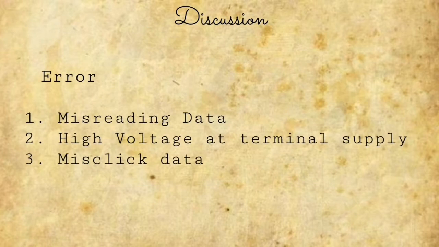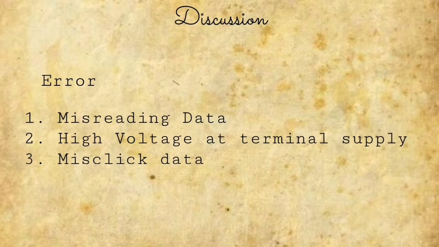For the discussion, the errors that we can get in this experiment are misreading data on the measuring, and also, when we do this experiment in a face-to-face class, the high voltage at the terminal of the supply can also cause leak current. The errors that we can make when doing the online experiment are misclicking data on the table and when making the graph.